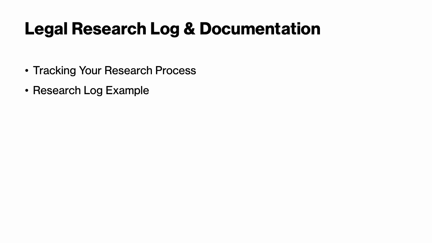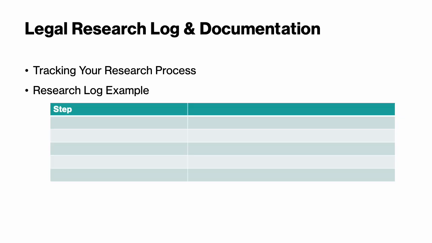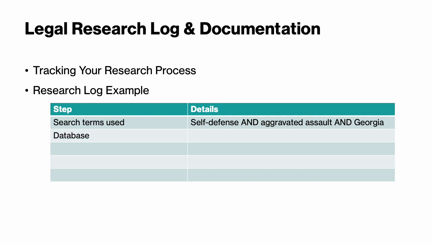You can create your own thing, and it doesn't have to be in a table or anything like that, but these are the basic things that I'm looking for. So we're going to have the step, the details, the search terms used, like self-defense and aggravated assault and Georgia. So we're narrowing it down to self-defense for aggravated assault in Georgia. What database was used?